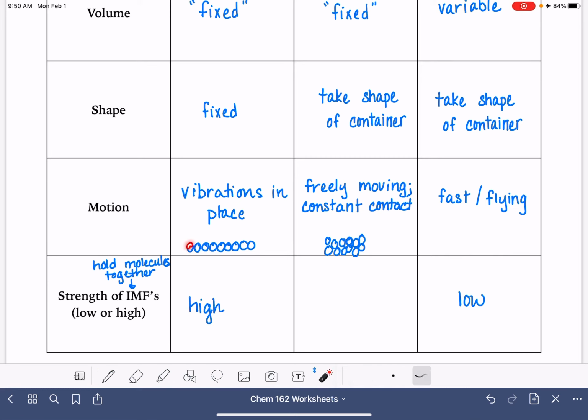Solid substances have very high intermolecular forces. We see this reflected in the fact that they really can't move from one position to another. They are just stuck where they are. And liquid substances have medium or moderate, somewhere in the middle.